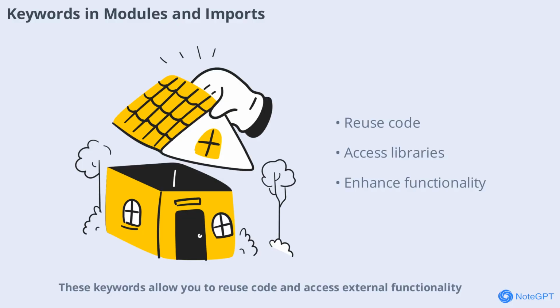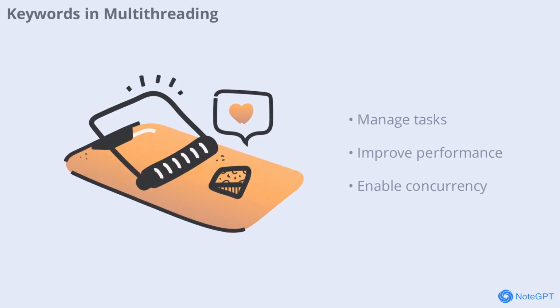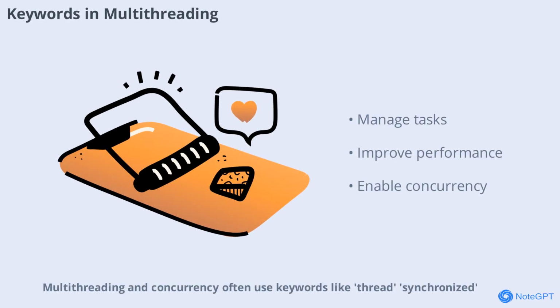These keywords allow you to reuse code and access external functionality, making your programs more powerful and flexible. Multithreading and concurrency often use keywords like thread, synchronized, or async. These keywords help manage multiple tasks running at the same time, improving performance and responsiveness in modern applications.